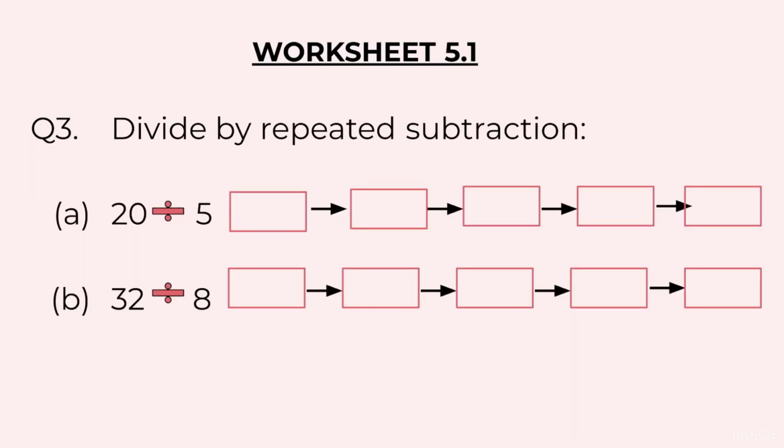Question 3. Divide by repeated subtraction. 20 divided by 5. So in the first place you'll write 20, then you'll subtract 5 and the answer you will write here. It will be 15. Like this you will continue. B part: 32 divided by 8. You will again start with 32 here, subtract 8, write it here. Then again subtract 8 from this number, write it here. Like this you will complete this series and you will stop at the stage where you get 0.